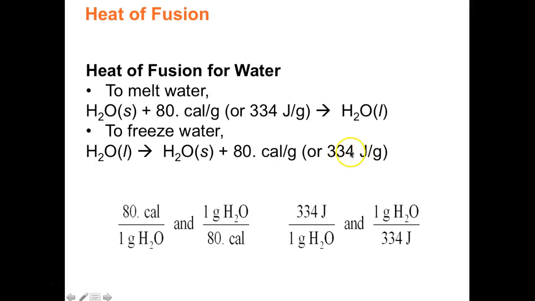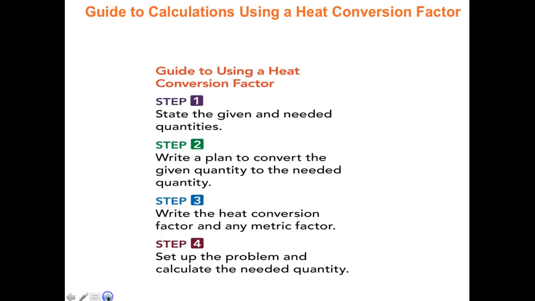So both processes, whether it's the freezing or the melting, require the same calories, but of course in one case it's being added on, in another case it's being removed. So it's 80 cals per gram of water, or 334 joules per 1 gram of water.